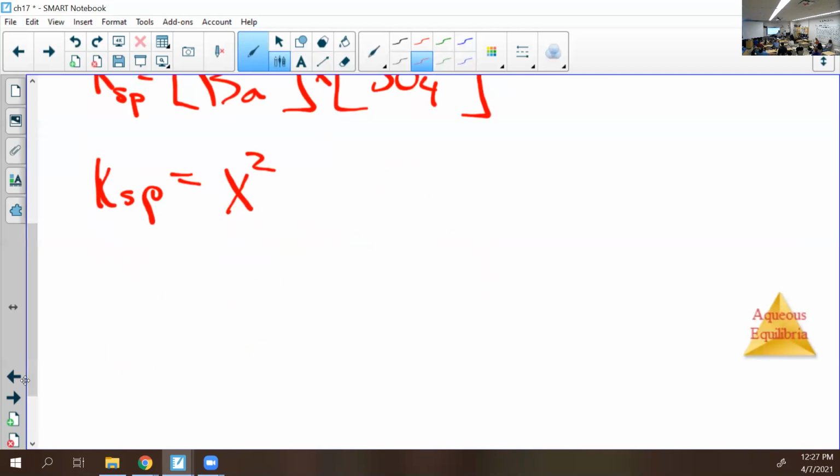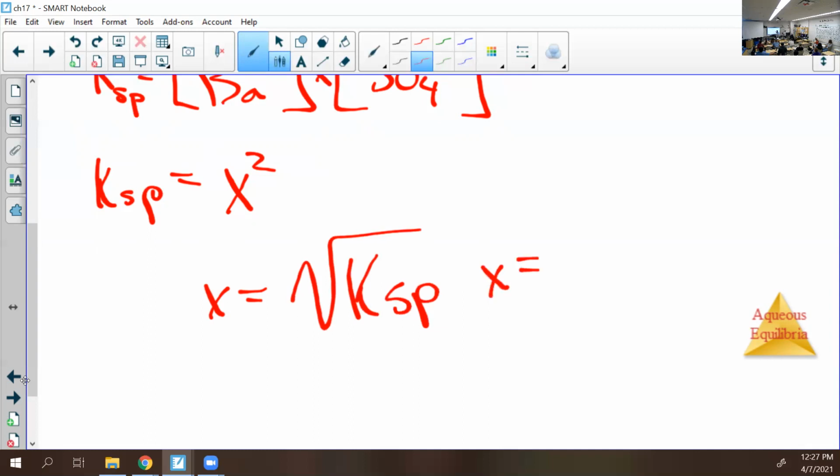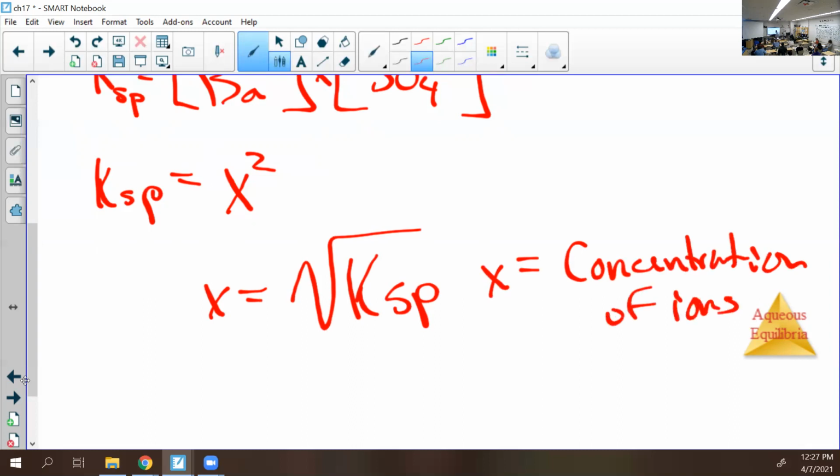Now here's the deal. What is x? What is x really? Okay. X is the concentration of the ions. So what we can do here, if you are given the value for Ksp, you can find the concentration of the ions. If you're given the concentration of the ions, you can find the Ksp. They're really slick.